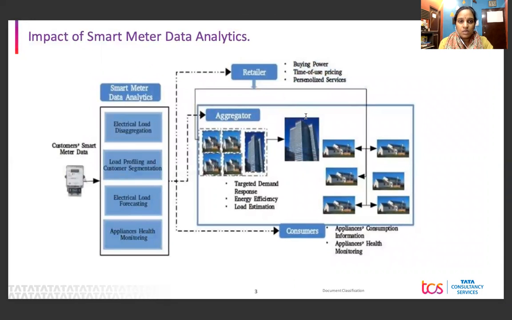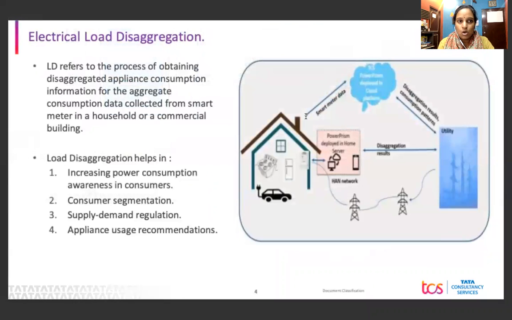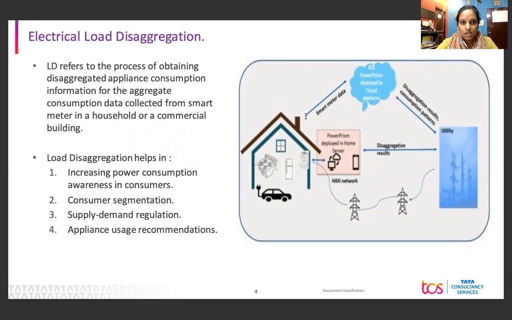To this effect, smart meter data analytics provides a bucket of algorithms which provide analyses at the level of the retailer, aggregator, and consumer, and allow them to work together for demand-side energy management. Of particular interest is the load disaggregation process, which refers to the process of obtaining disaggregated appliance consumption from aggregate smart meter data collected from households or commercial complexes through electrical smart meters.